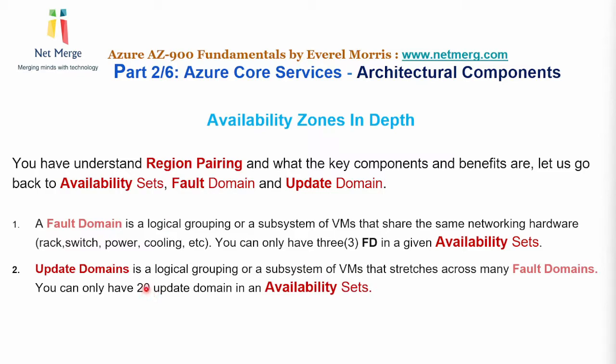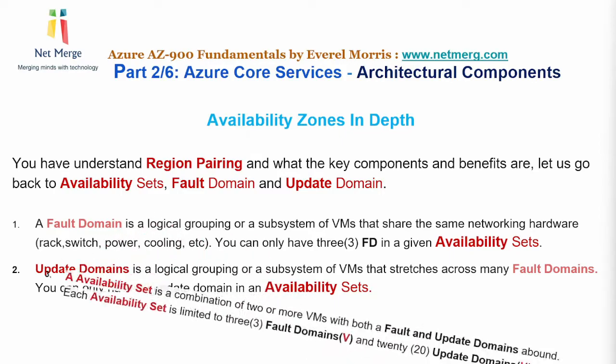Now let's look at the update domain. It's the same logical grouping as your fault domain, but it stretches across fault domains. So it's not going vertically like your fault domain. It's going across all your fault domains. So if you have 3 fault domains, your update domain will stretch across all 3 in an availability set. You can have up to 20 update domains in an availability set. So you can have 3 fault domains vertically, as columns, and you can have 20 update domains going across horizontally as rows.